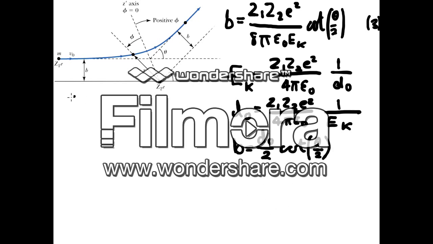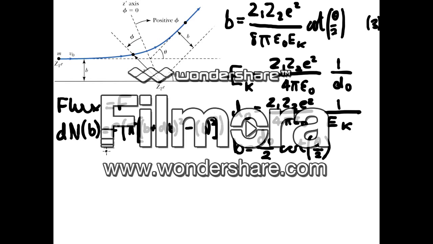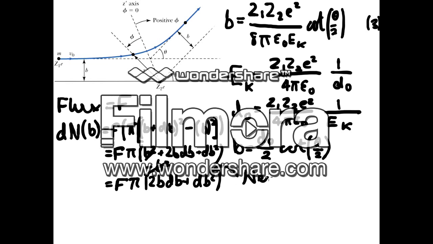Flux, F, is the number of incident particles arriving per unit area per second at a given target. The number of incident particles with impact parameters between b and b plus db is equal to the flux multiplied by the area between concentric circles of radius b and b plus db respectively. The number of incident particles, dn of b, is equal to f pi times (b plus db) squared minus b squared. This simplifies to f pi (2b db plus db squared). Since db squared approaches 0, it is considered negligible, and dn of b is expressed as f pi b db.